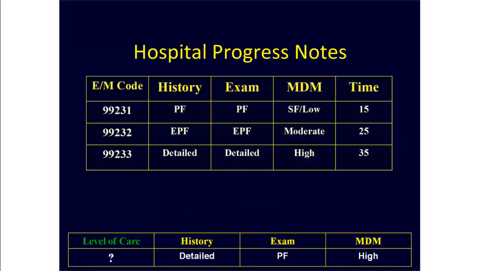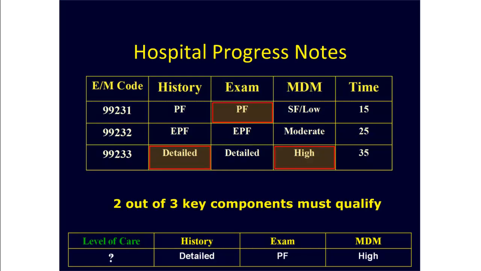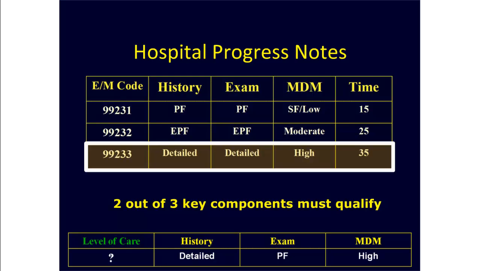Going back to the documentation grid, now we know we have a detailed history, a problem-focused physical exam, and high-complexity medical decision-making. And for hospital progress notes, since only 2 out of 3 key components are needed, this adds up to the 99233 level of care, otherwise known as a level 3 hospital progress note.